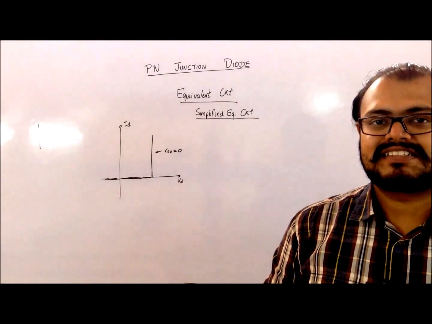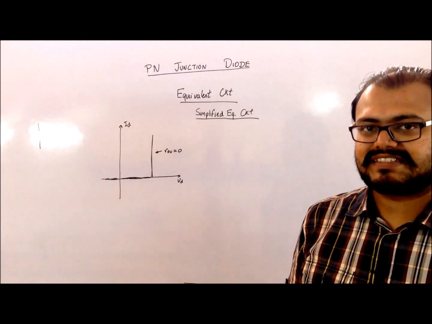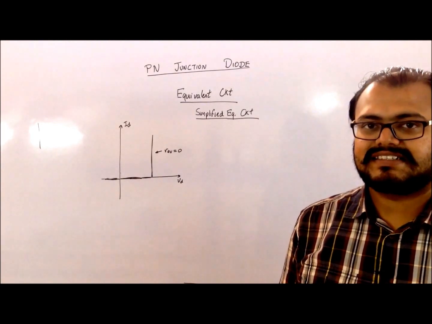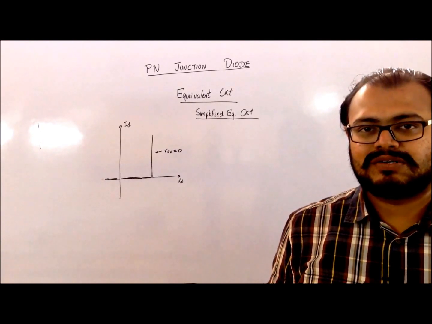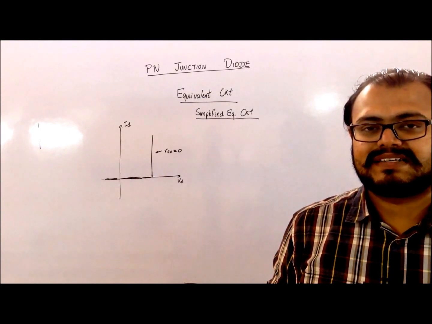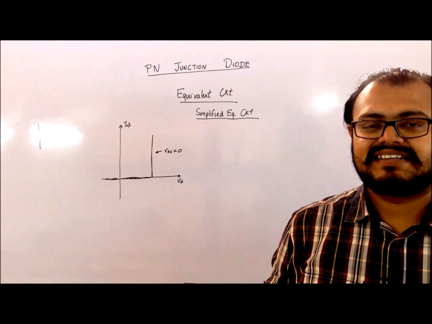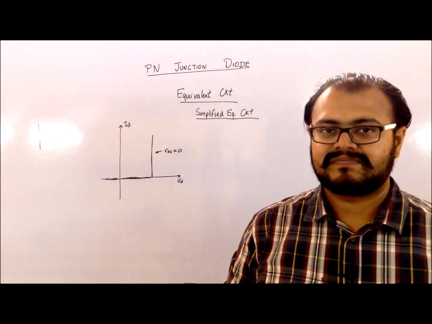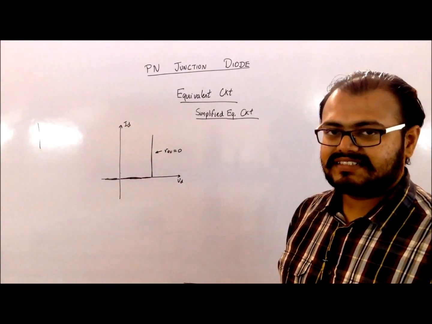The next type of equivalent circuit is my simplified equivalent circuit. In this, the simplification which is done is, instead of assuming that there is some average resistance present in the diode, I am assuming that when the diode enters the conduction mode, it does not have any resistance. This assumption can be made if the resistance in the circuit external to the diode is much higher than the resistance provided by this diode. In that case, I can assume that there is zero average resistance in my diode.